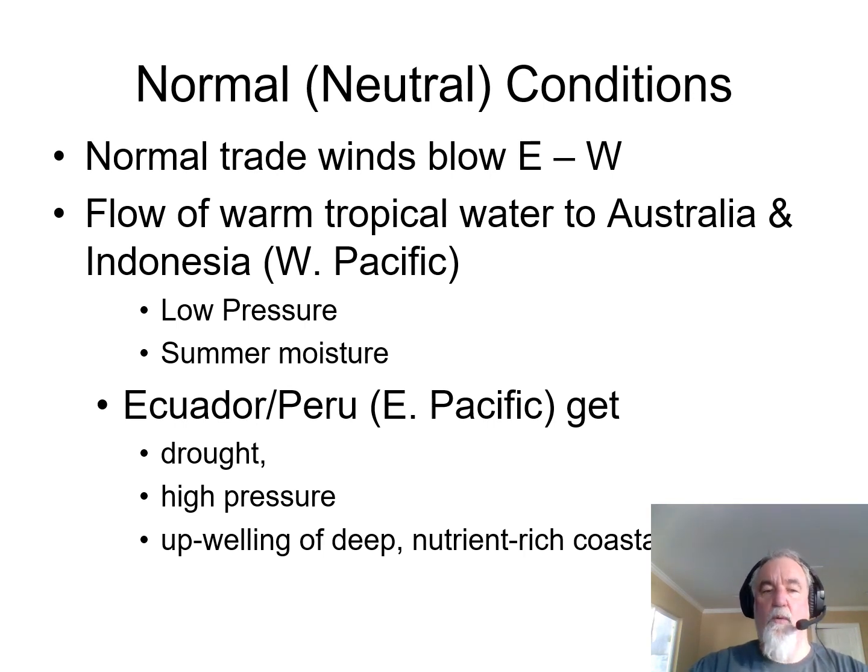Before we do that, I want to explain that under normal conditions, we would have off the coast of Australia and New Zealand warm sea surface temperatures, low atmospheric pressure, and some summertime moisture. And normal conditions for the eastern Pacific off the coast of Ecuador and Peru, we would tend to get high pressure, sinking air, drought conditions, and that's going to allow water to upwell.